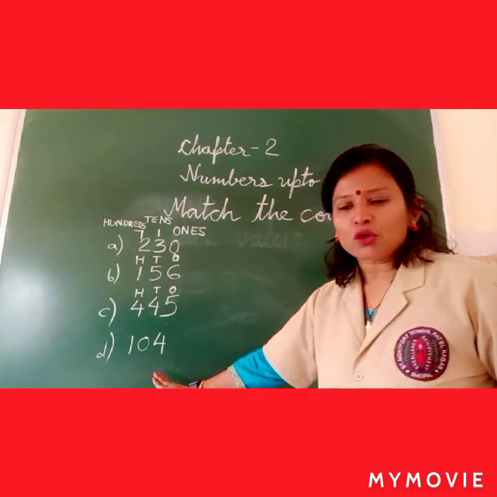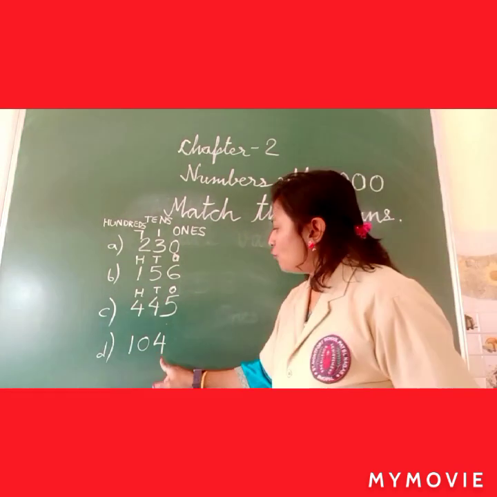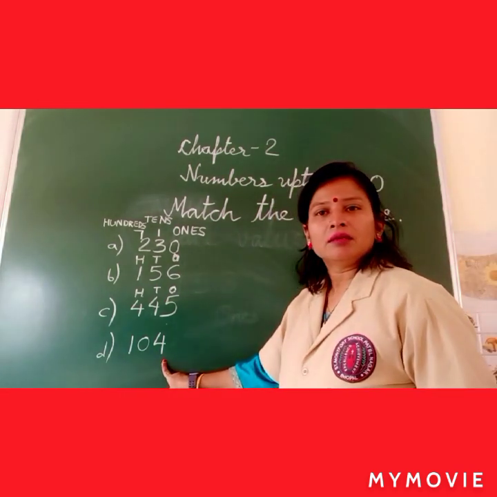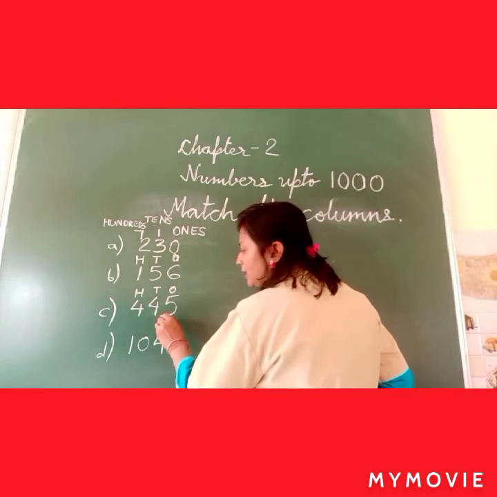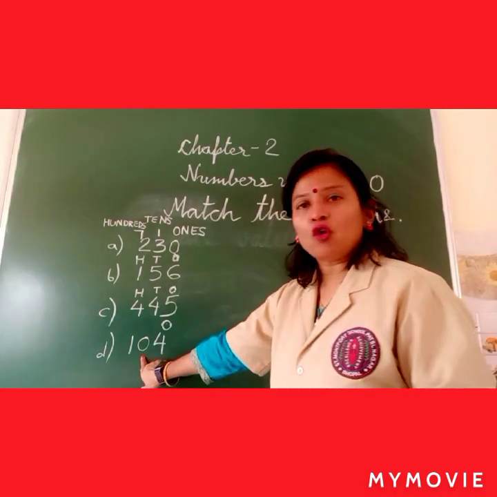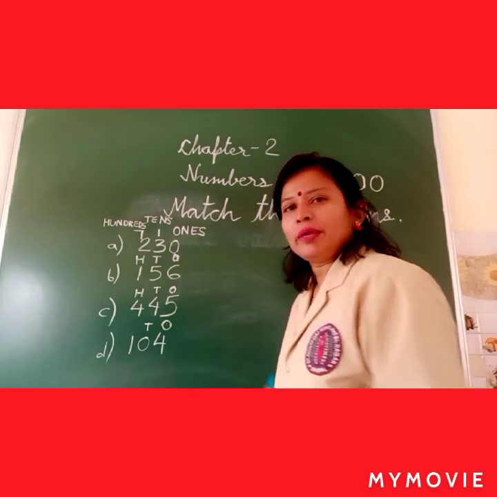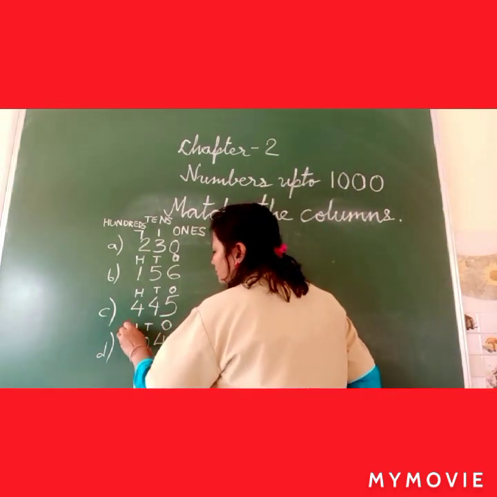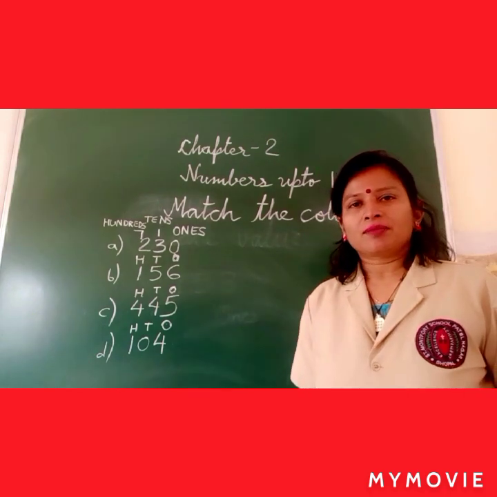Now come to the last question. 104. What will be then the place value of 4 here? Yes, you are right. It will be ones. And this 0 will be in tens. And 1 will be in hundred position. Its place value will be like this.